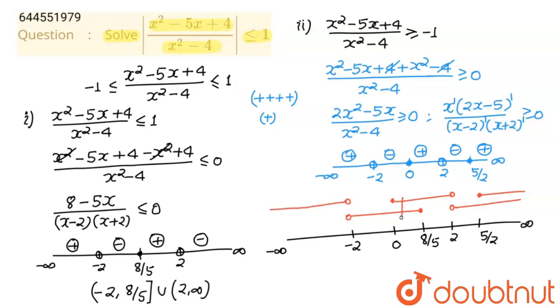So which is the common region of both? This part. So the answer is: 0 is included in both, 0 to 8 upon 5, and 8 upon 5 is also included in both. Union, 5 upon 2 included in both, to infinity, and this is our final answer.